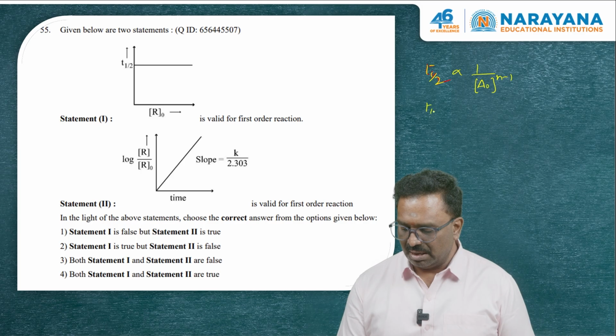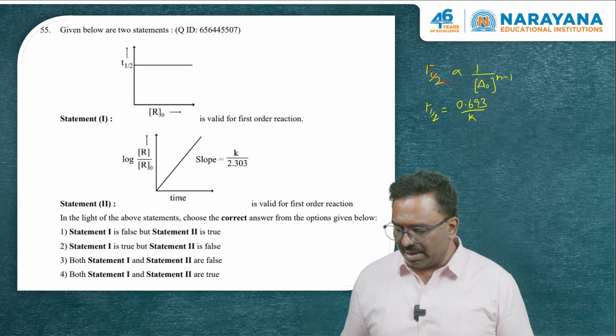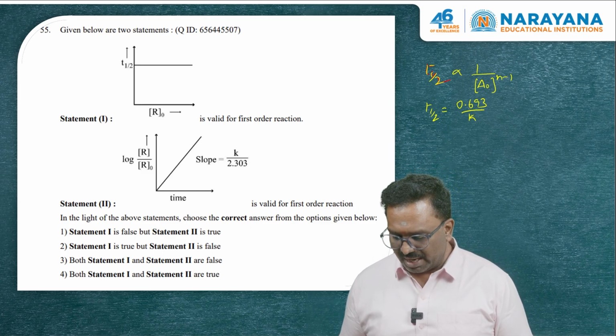For first order, half-life is equal to 0.693 by rate constant. That means it is independent of initial concentration. So statement 1 is valid for the first order, it is the correct relation.